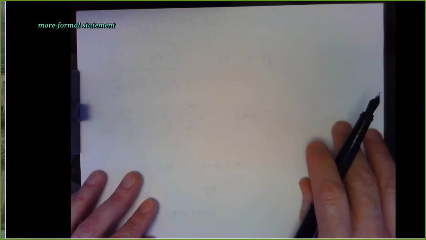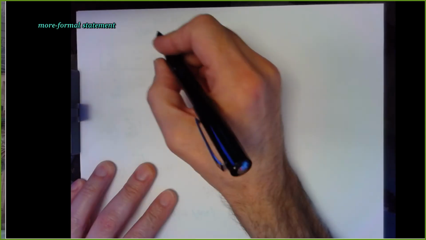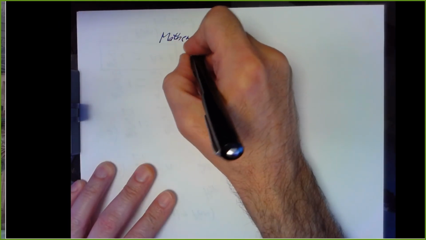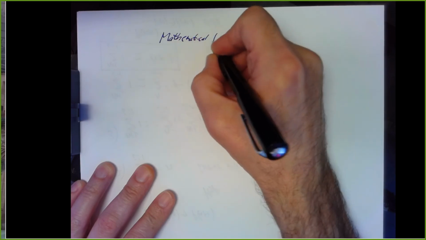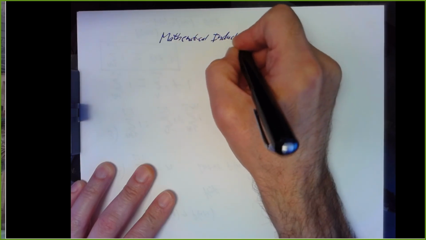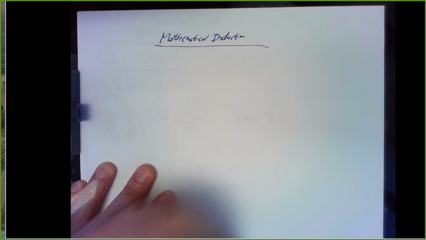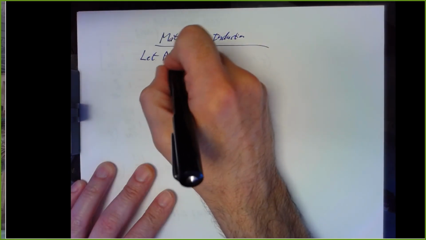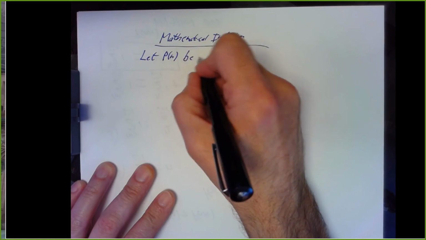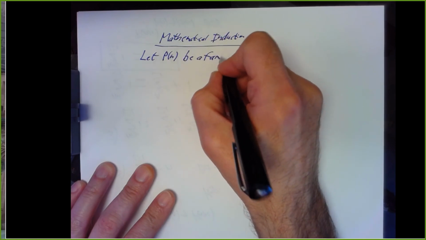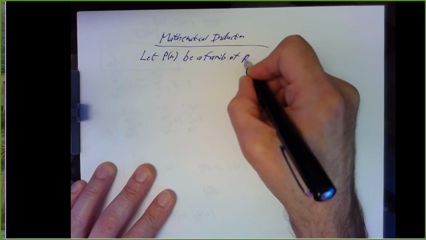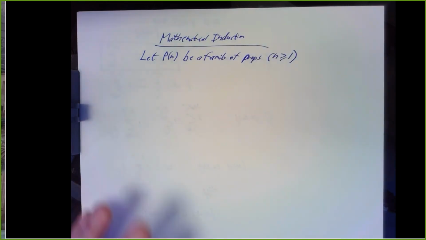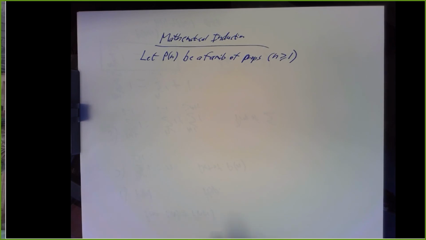Okay, so let me do a more formal statement of mathematical induction. It's the following theorem. Again, let P of n be a family of propositions where n is bigger than or equal to 1. It's an integer. Everything in sight is an integer for now.